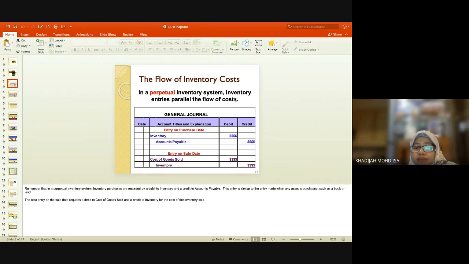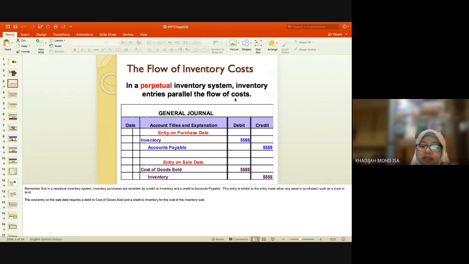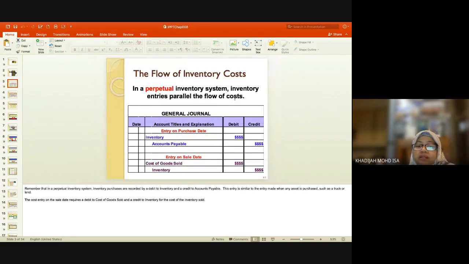All right, so under perpetual, whenever you purchase, you debit your inventory, credit your accounts payable. And when there's a sale, you're going to debit your cost of goods sold and credit your inventory. So this is the cost. This is to show you the movement of inventory. Inventory comes in, inventory goes out. So you're going to have the movement of inventory in your accounts.